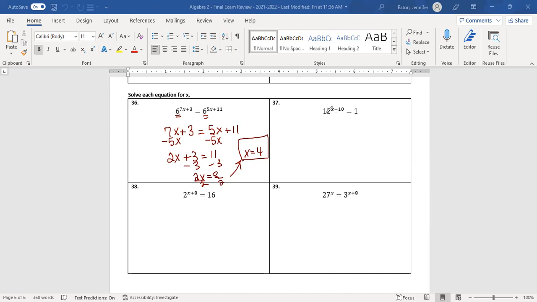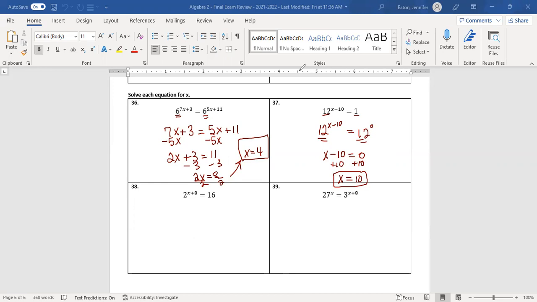For number 37, we see we have base 12 and base 1, and we need them to be the same. Now remember when we learned this just last week, we talked about when we have a number 1, it's to the 0 power. So we have 12 to the x minus 10 equaling 12 to the 0 power. Now the bases are the same. Now we can set those equal. So I have x minus 10 equaling 0. To solve for x, I'm going to add 10 to both sides. So we get x equals 10.